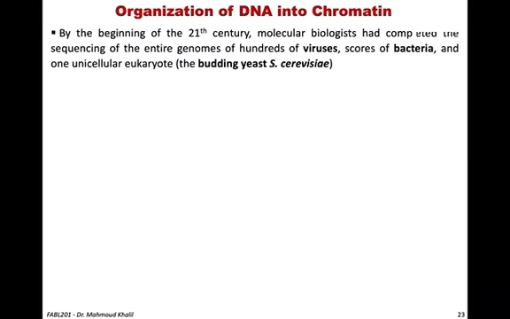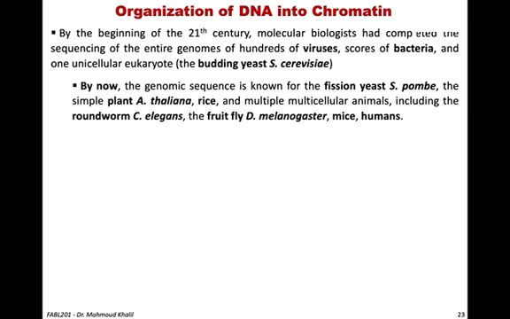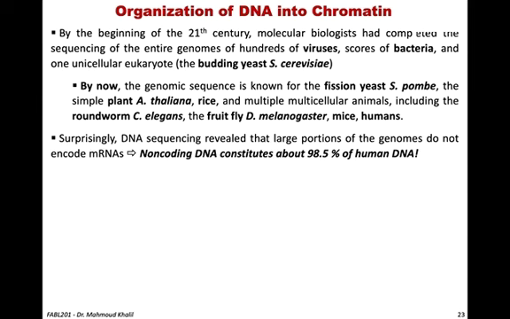So let's talk about the organization of DNA into chromatin. Beginning with the 21st century, molecular biologists came to know the sequence of the whole genome of hundreds of viruses, bacteria, and the budding yeast, S. cerevisiae. By now, the genomic sequence is known for the fission yeast, S. pombe, the simple plant rice, multicellular organisms, and a lot of other organisms, including human by now.